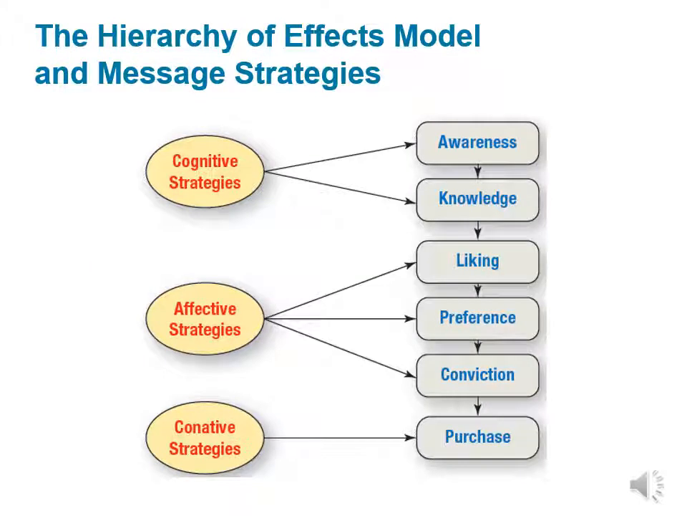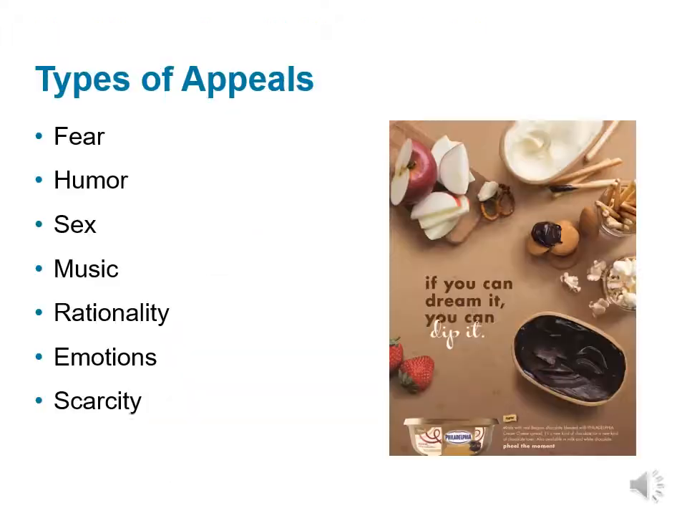Because message strategies correspond to the components of attitude, they can be matched with the different stages of the hierarchy of effects model. Cognitive strategies deal with awareness and knowledge. Affective strategies deal with emotions and the stages of liking, preference, and conviction. Conative strategies encourage action and match the purchase phase of the model.